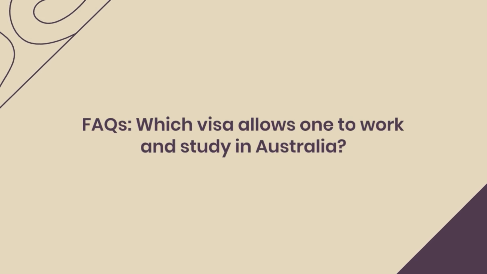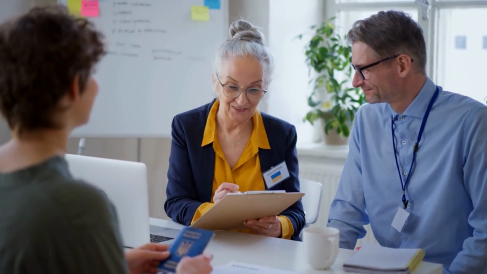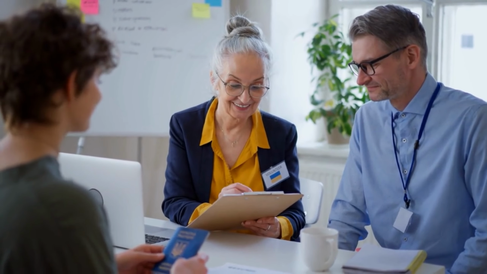FAQs. Which visa allows one to work and study in Australia? To work and study in Australia, you would need to apply for a student visa. It entitles a person to 40 hours per fortnight, 2 weeks, during your studies, and full-time during your school breaks.